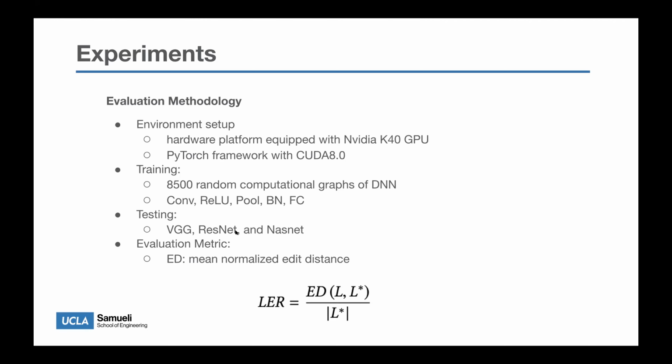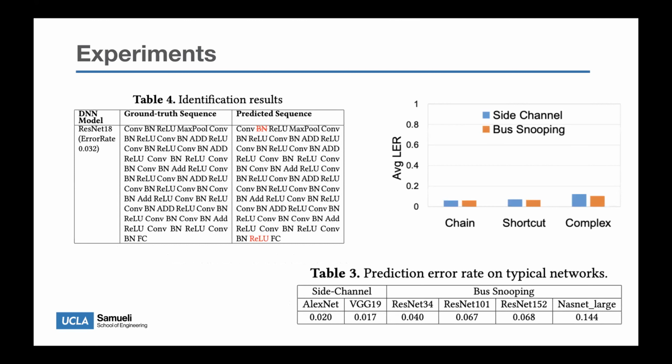The evaluation metric is the mean normalized edit distance. This edit distance measures the distance between 2 strings, like how you can edit one string to change it into the other one. Here are the identification results as shown in table 4. As you can see, their predicted sequence is very similar to the ground truth sequence. They only have 2 batch normalization layer exceptions.